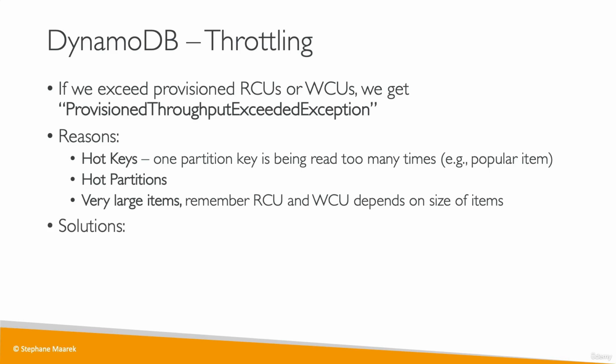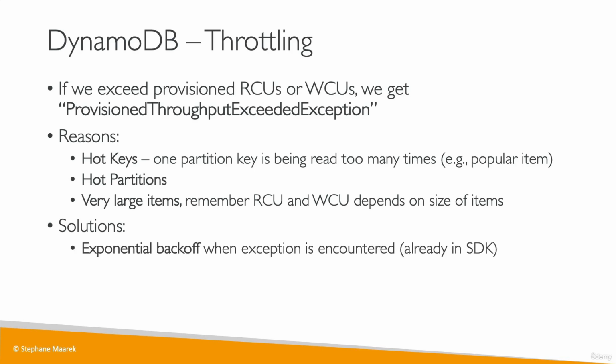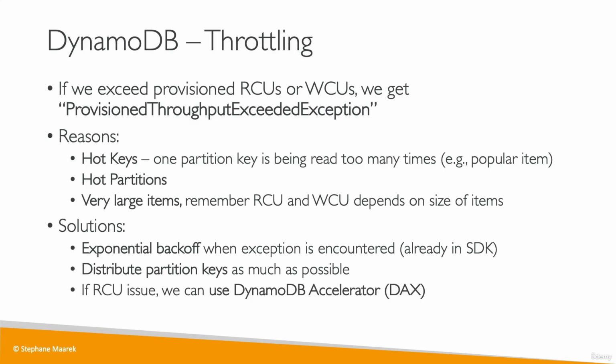Now, solutions for attacking this ProvisionedThroughputExceededException. Number one, do exponential backoff when the exception is encountered, which, if you're using the SDK, is something that's already included. You have to distribute the partition keys as much as possible, which was the exercise we did in the first lecture to understand how we can choose a really good partition key. And if this is an RCU issue because you're reading one data point on one partition very, very heavily, then we'll have a look at the feature called DynamoDB Accelerator, or DAX.